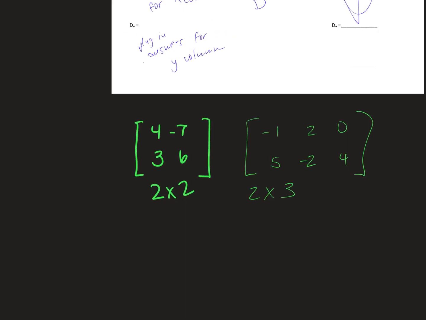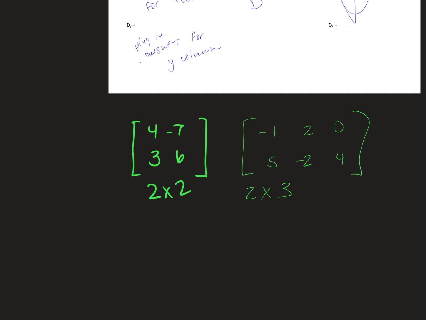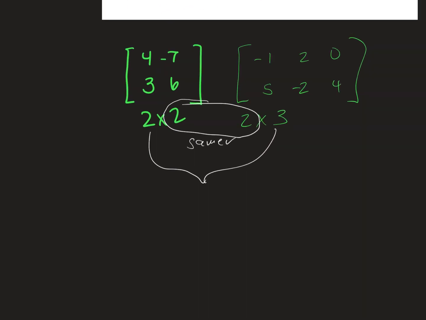All right. If I asked you guys to add these, could you? Why can you not add them? Because the dimensions are not the same. If I asked you to multiply them, could you multiply? Yes, because these dimensions in the middle are the same. What is this going to tell me? What my answer looks like.